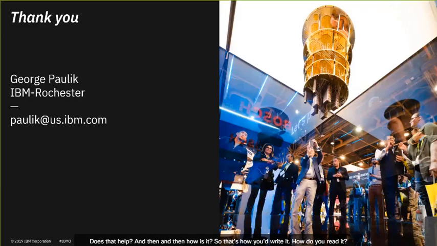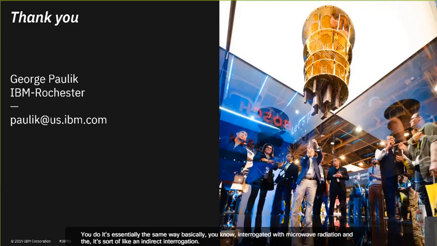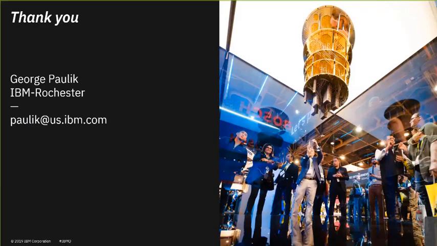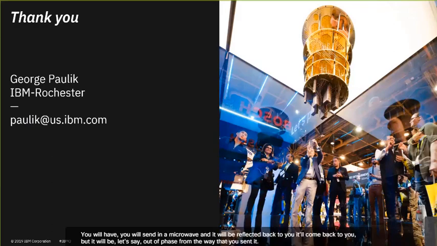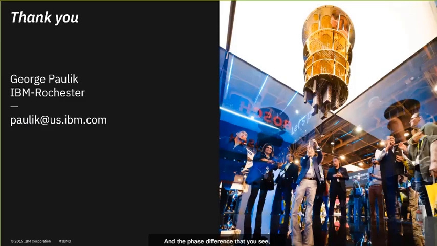And then how is it? So that's how you'd write it. How do you read it? You do it essentially the same way. Basically, you will interrogate it with microwave radiation, and it's sort of like an indirect interrogation. You'll send in a microwave, and it will be reflected back to you, but it will be, let's say, out of phase from the wave you sent in. The degree of the phase difference depends on whether the qubit that it reflected off of was in the ground state or the excited state. So that's how you read it out.